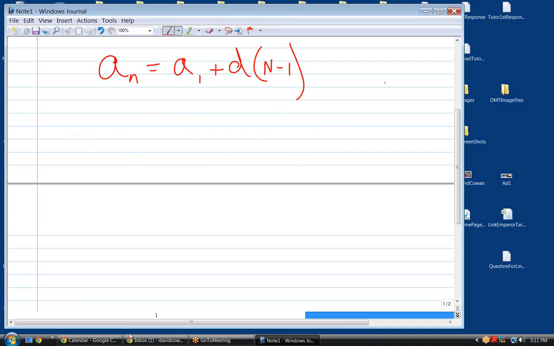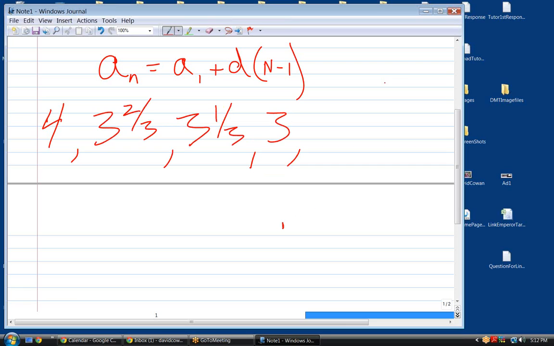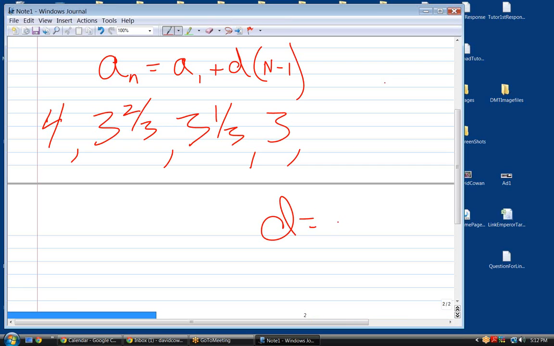And then the next one is 4, 3 and 2/3, 3 and 1/3, and then 3. What's the common difference? It would be 1/3. Plus or minus? Oh yeah, D equals minus 1/3. In other words, you have to subtract 1/3 to get from 4 to 3 and 2/3. You have to subtract another third to get to there, and another third to get to there.